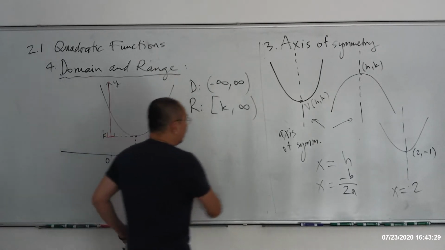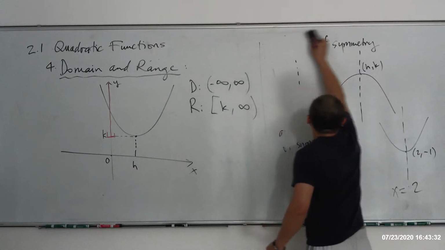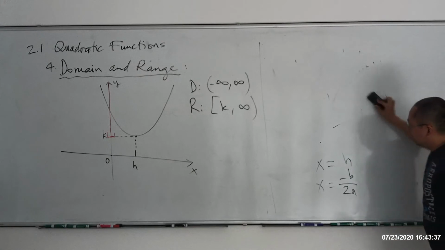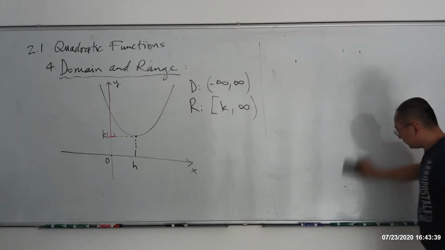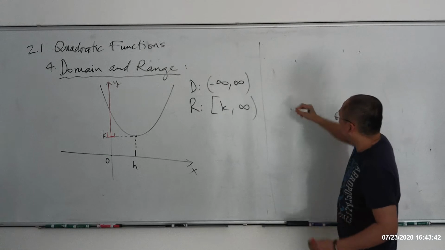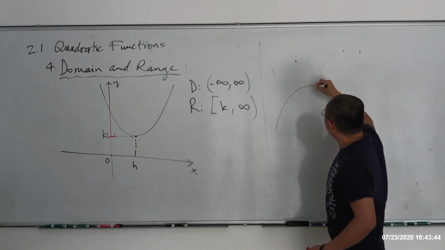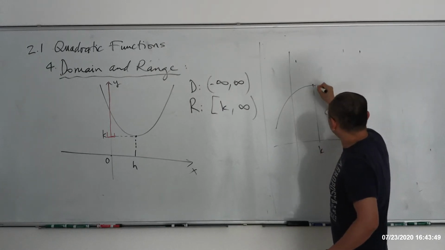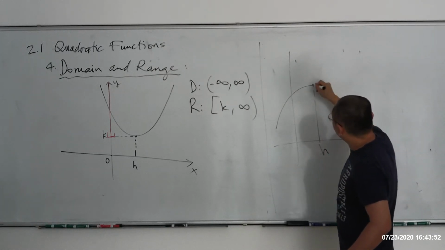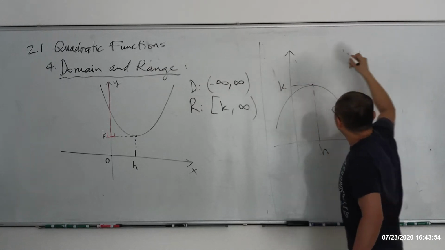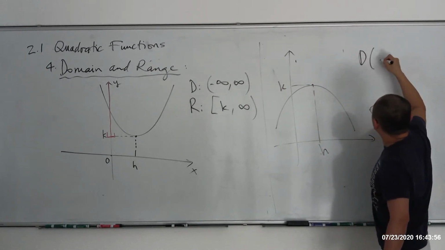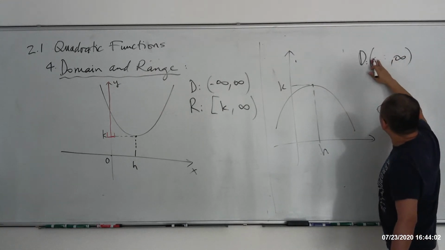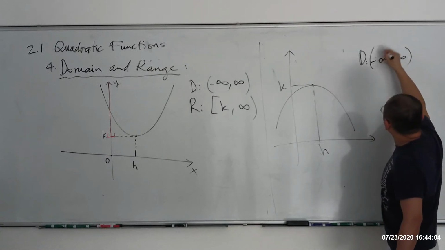Of course, similarly, if you have an open downward parabola, then you can figure out the domain and the range as well. Let me make it quick. If you have a parabola open downward, well, this is going to be h here, I'm sorry, h, okay. H here, k there, and the domain is still the same as before, from negative infinity to positive infinity, or all real numbers.